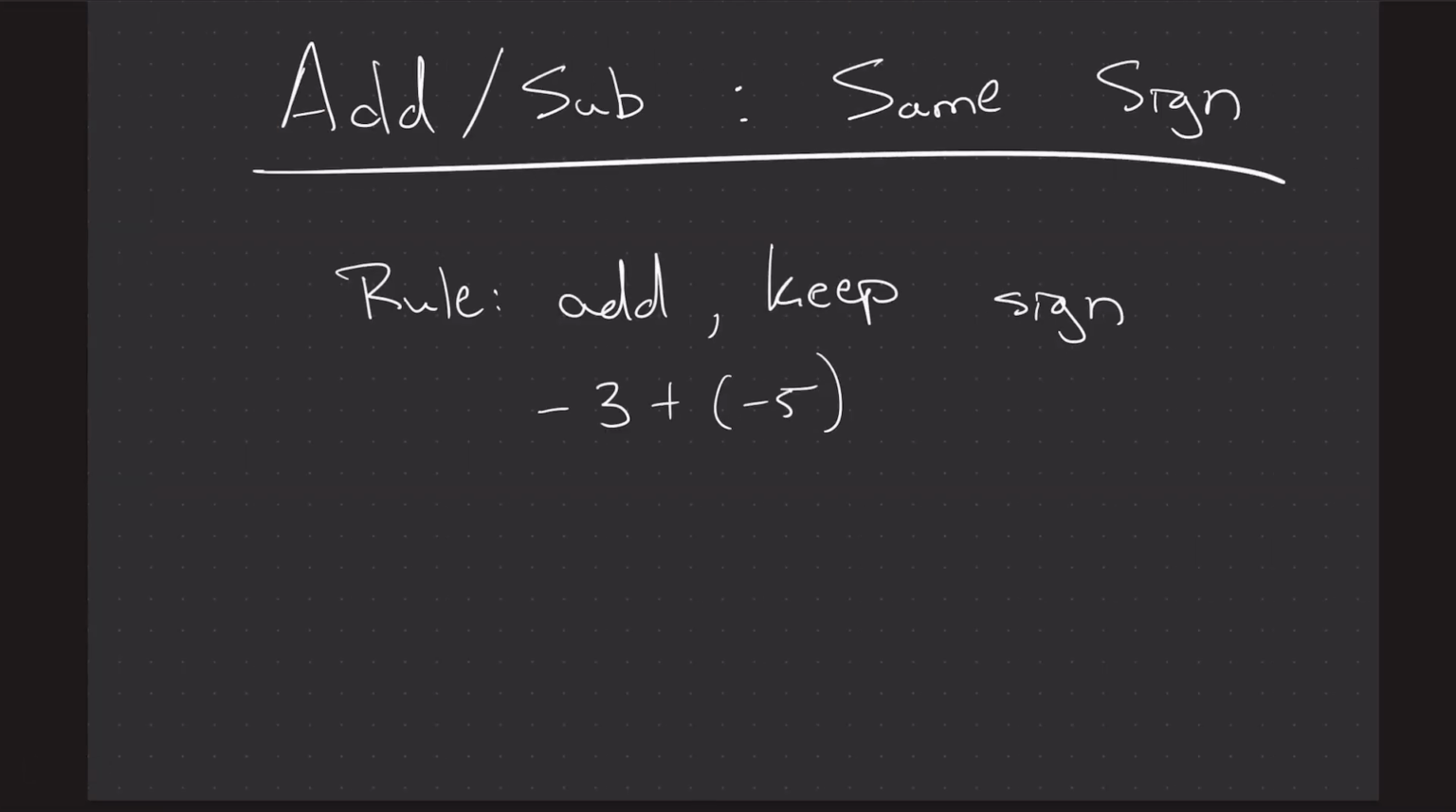So addition and subtraction, the rule is when we have the same sign, we add and keep the sign. So negative 3 plus negative 5, same sign. We're just going to add them like normal. Okay, 3 plus 5, that's 8.